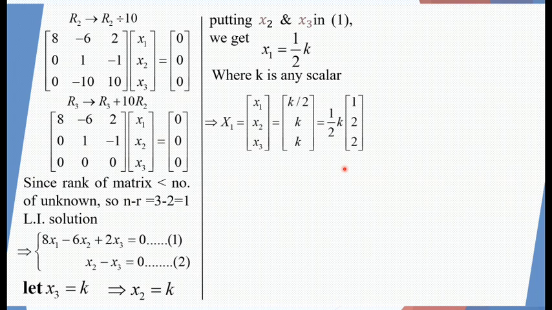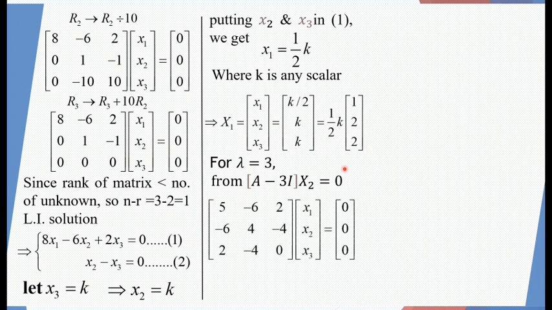We are solving this problem in the same manner. All such problems can be solved in the same manner, but the only difference arises when the roots are repeated. Here the roots are not repeated, so we can solve it in the same manner. For lambda equals 3, from A minus 3I, capital X2 equals 0. When we put lambda equals 3, the matrix will convert into 5 minus 6 2.